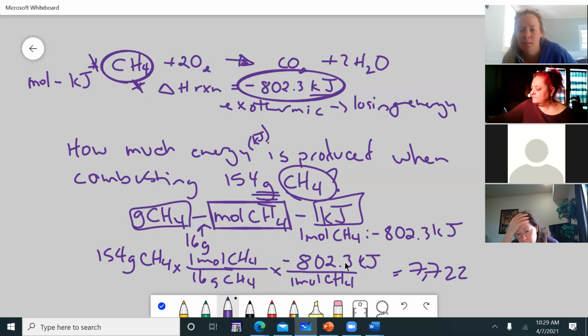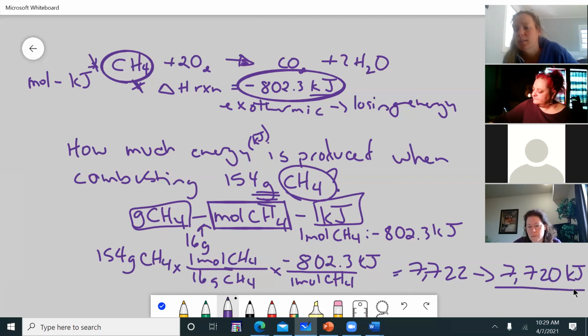It's 3 sig figs. I was real crappy with my precision on that one, but 3 sig figs should probably do it. So 7,720. And the units on this are kilojoules. And it's a negative value, letting you know that that is the energy that's being produced. Okay? So you can go from an amount into an energy value as long as that value is given to you. Obviously, if this was not present, you would not be able to do something like this. So that will be given to you.